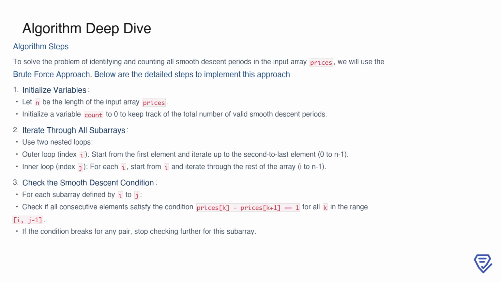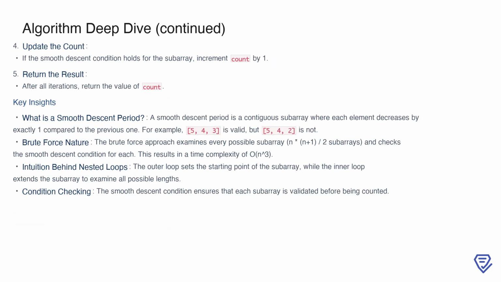For each subarray defined by these indices, we check whether it satisfies the smooth descent condition. Specifically, for all consecutive elements in the subarray, the difference between the current element and the next must be exactly 1. If this condition fails at any point, we stop checking further for that subarray and move on to the next one. When a subarray meets the smooth descent condition, we increment the count variable by 1 to include it in the total. Once all possible subarrays have been examined, we return the value of count as the final result, representing the total number of smooth descent periods.